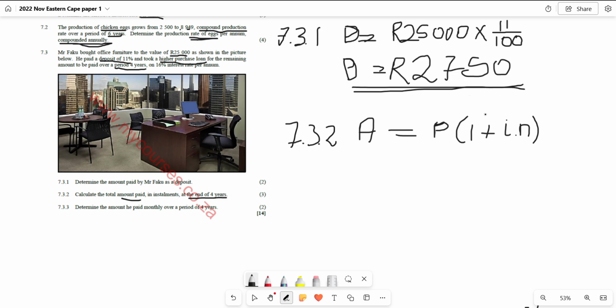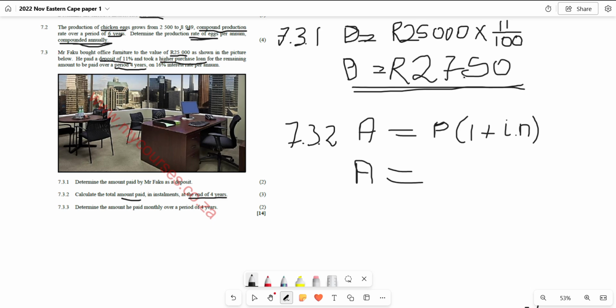Then A is the amount that Mr. Faku will be paying for a period of 4 years. In this case, we are looking for A, which is the total amount to be paid by Mr. Faku. Then P is the balance after you shall have paid a deposit. How do we get that? We are going to say the cost of an item, in this case, is 25,000 rand. Then from that 25,000, we are going to take out the deposit that Mr. Faku paid.